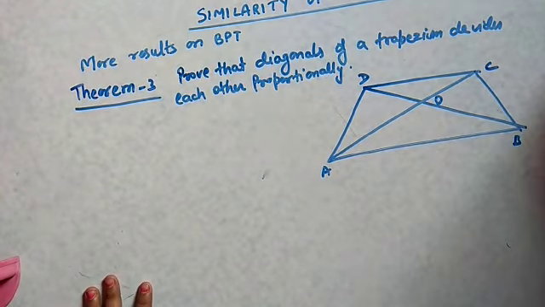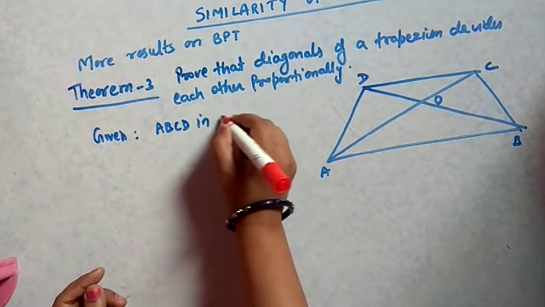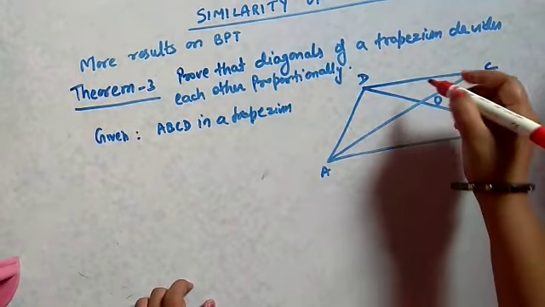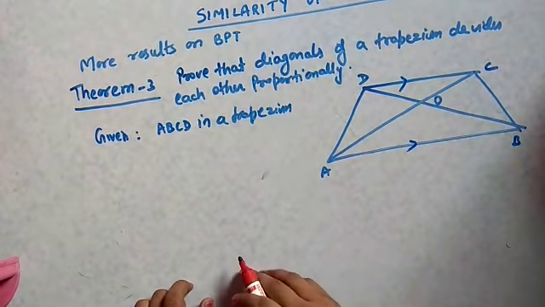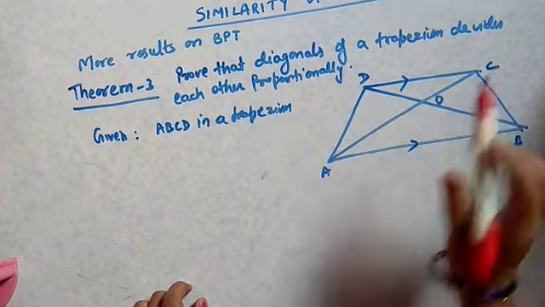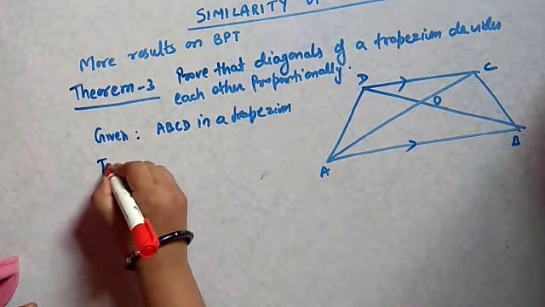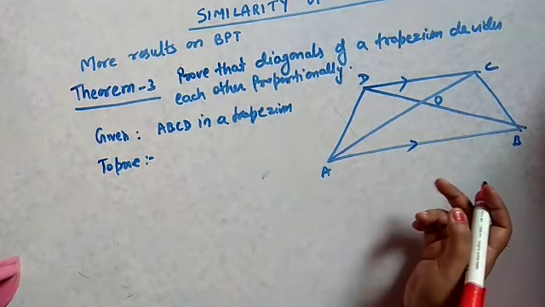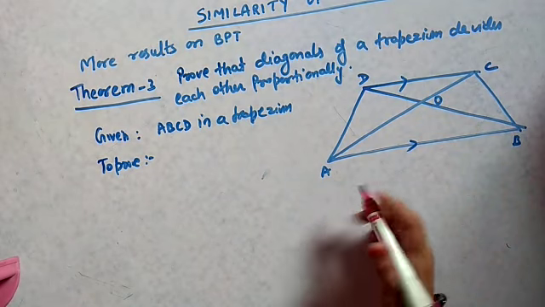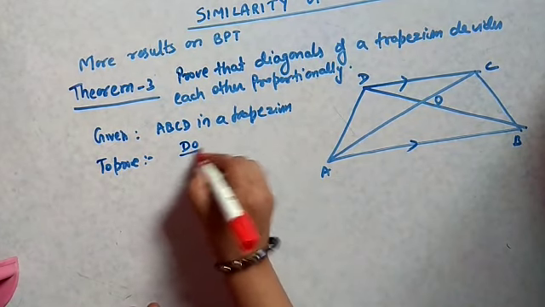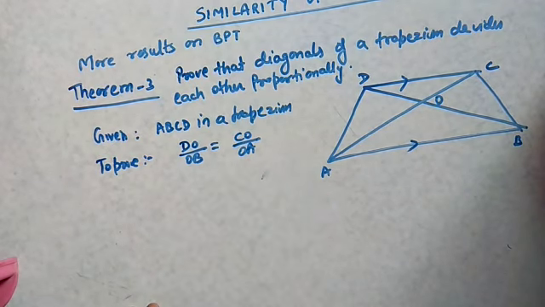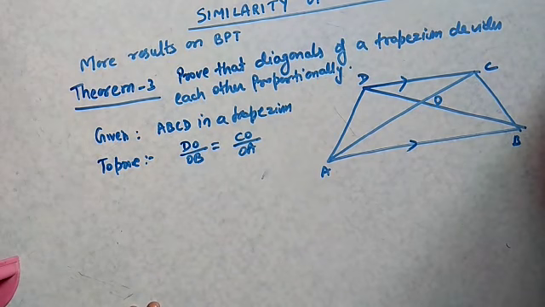So here it is given that ABCD is a trapezium. Trapezium means a quadrilateral whose one pair of opposite sides are parallel to each other. So here AB and CD are parallel. We have to prove that its diagonals are dividing each other in equal ratio. Means we have to prove that DO by OB equals CO by OA. That we have to prove. For this we are doing one small construction.